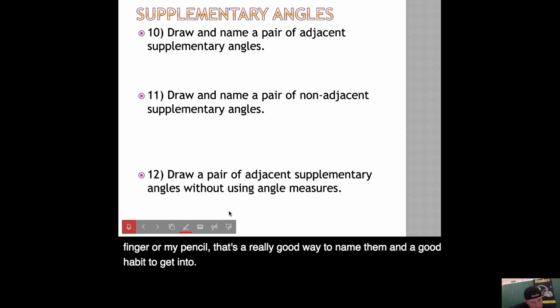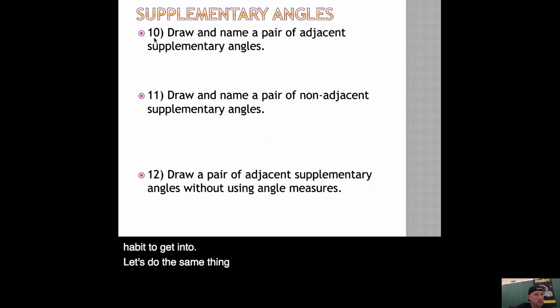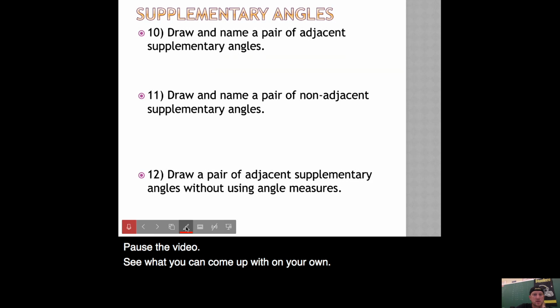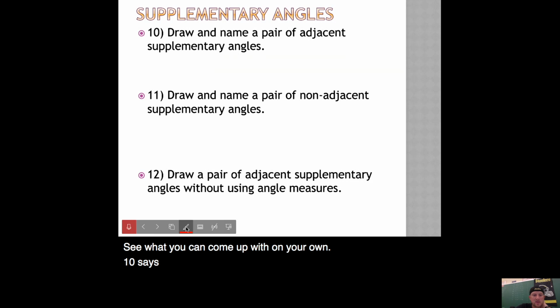Let's do the same thing with supplementary angles. Pause the video, see what you can come up with on your own. Number 10 says, draw and name a pair of adjacent supplementary angles.